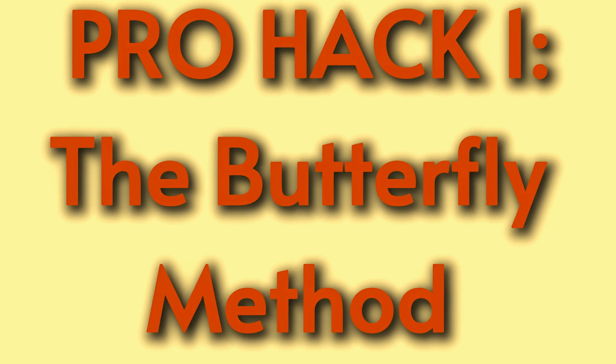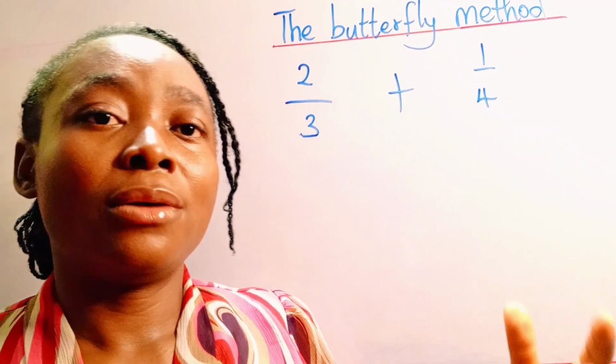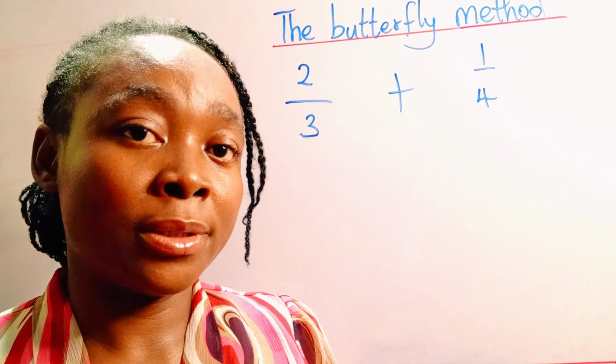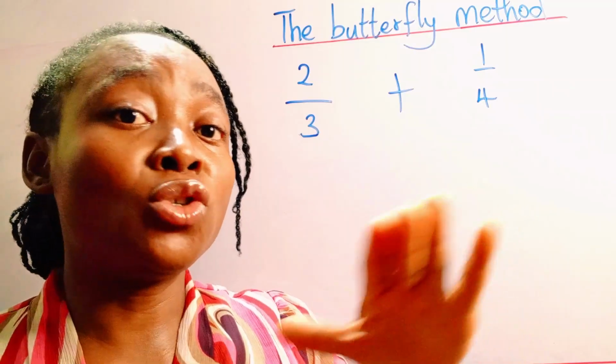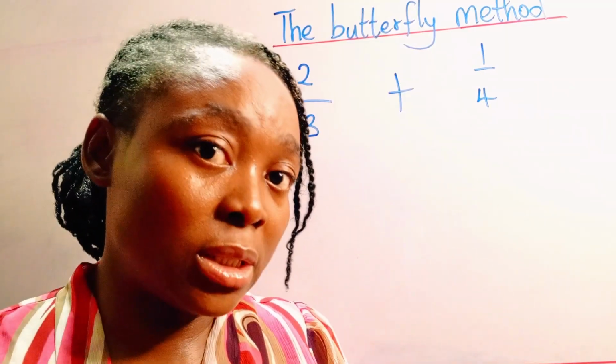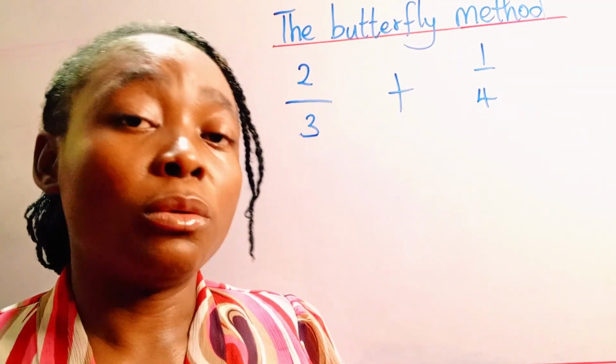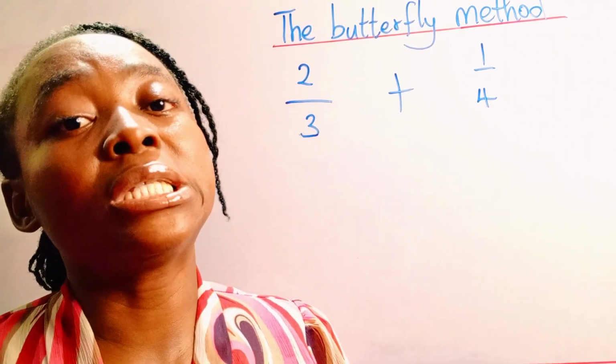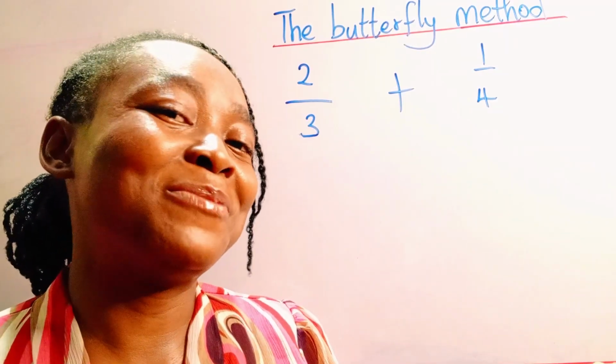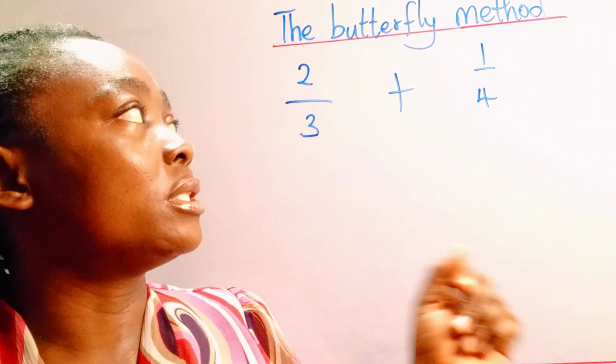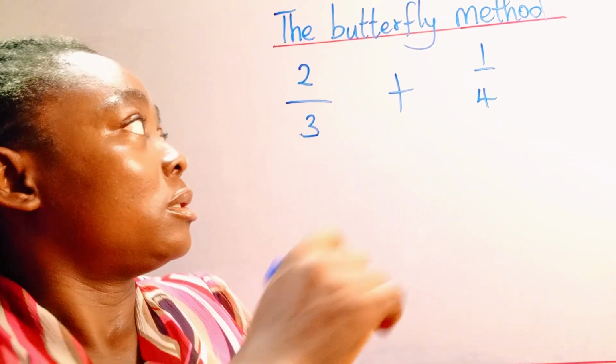Trick number 1, the butterfly method. Now here we're talking about addition and subtraction of fractions. We'll start with addition of fractions. Now here we're going to solve it the textbook style first. That's the traditional method. When we are done with that, we will solve it using the pro hack style. Okay, now let's solve the textbook method first.